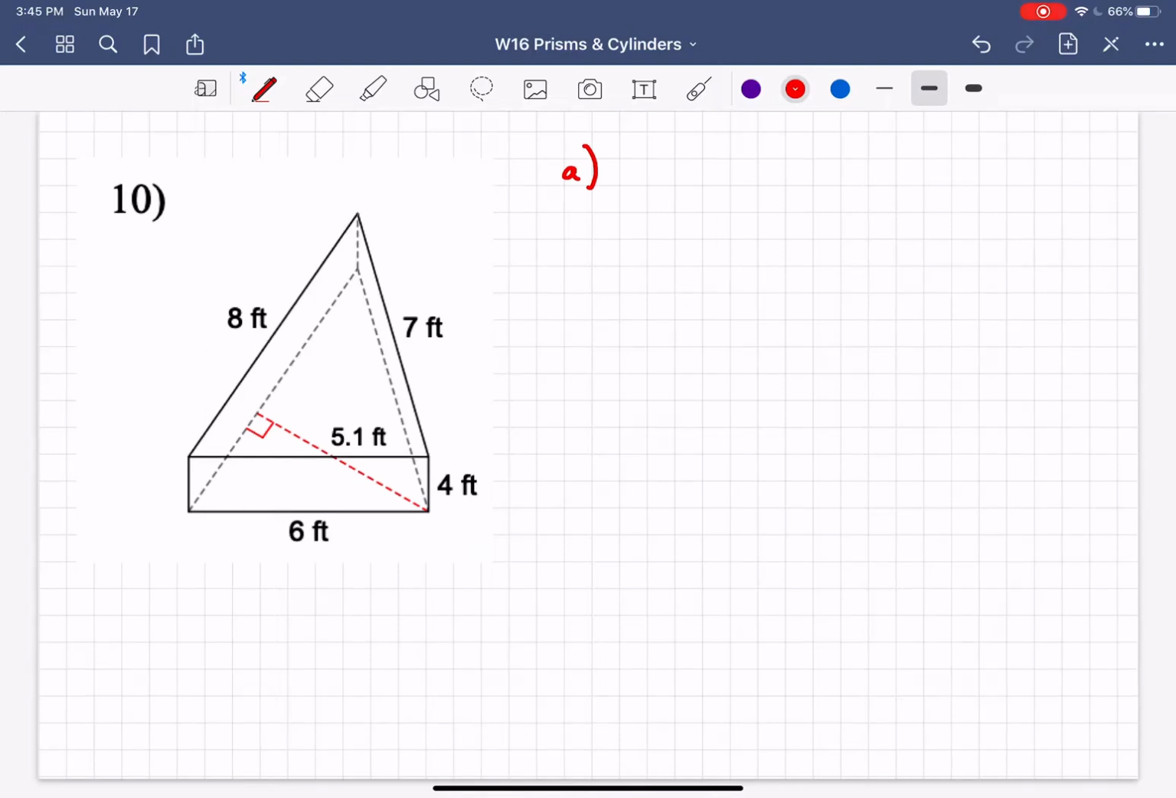Here we can see the 3 rectangles and the 2 triangles, which means the triangle is the base. So we have another example here of a triangular prism.